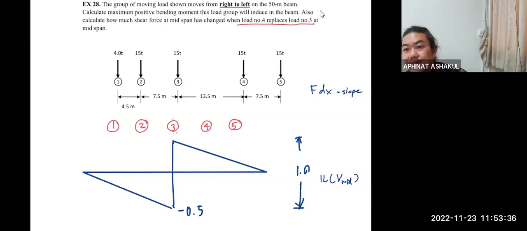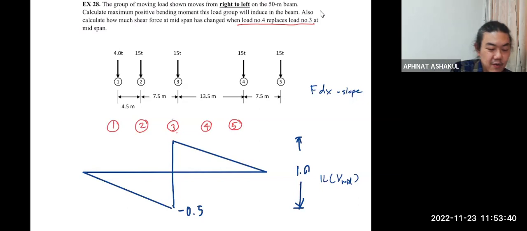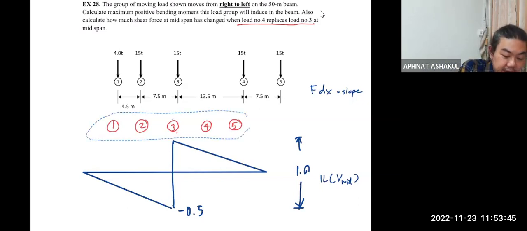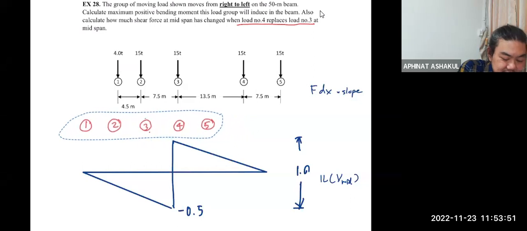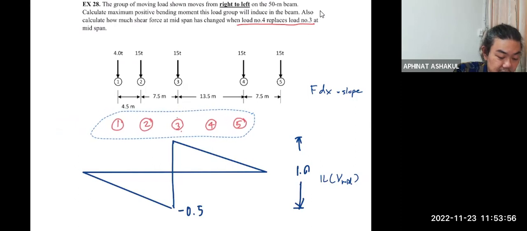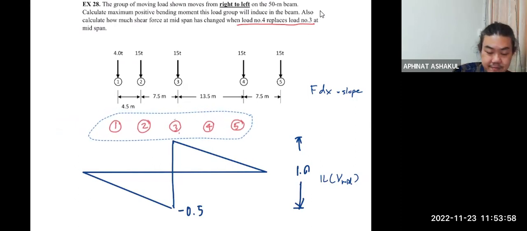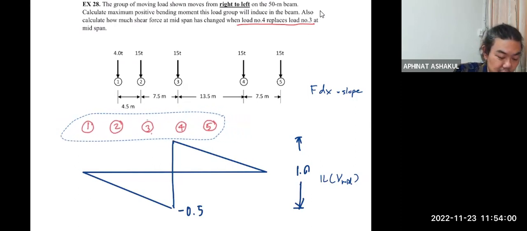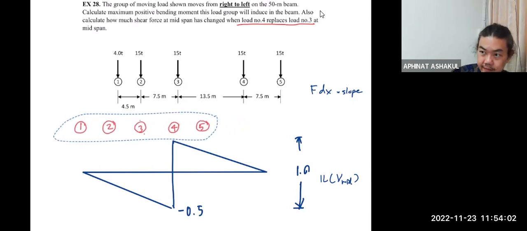Guys, are you ready? Okay. So when I say load number 4 will replace load number 3, the movement is this. At the initial point, 3 is at its start, and then 4 will move to replace 3. Kind of works beautifully, right?